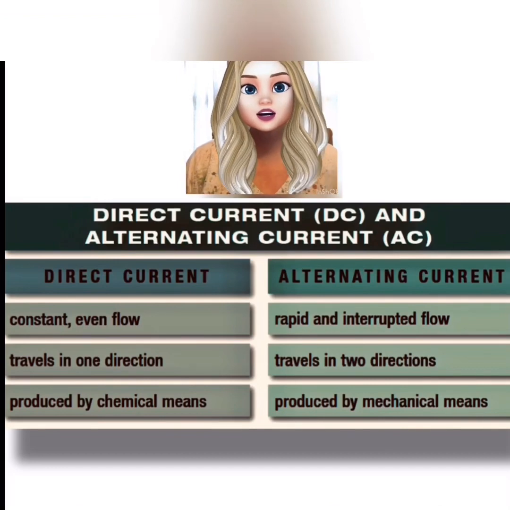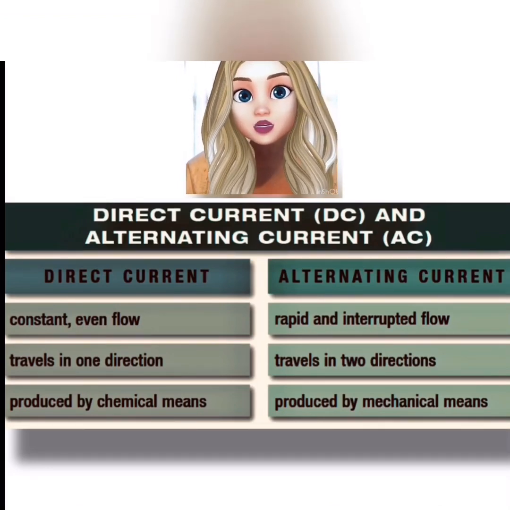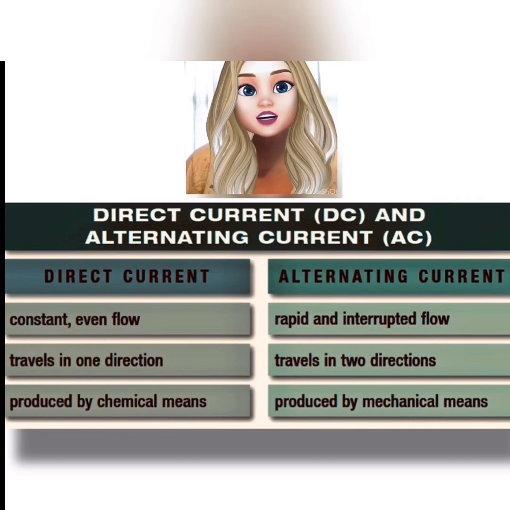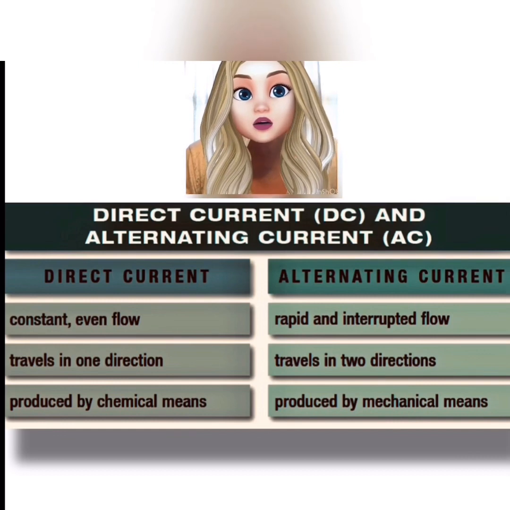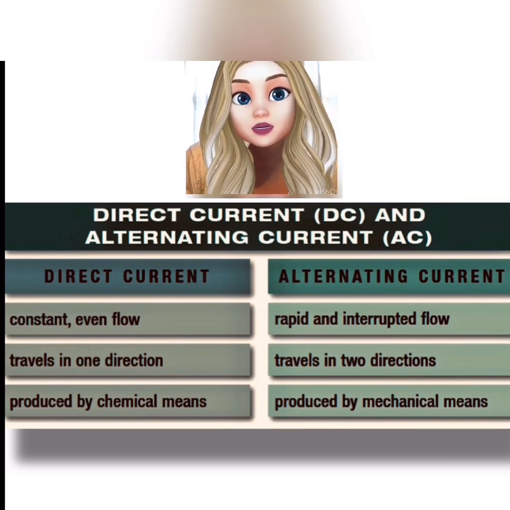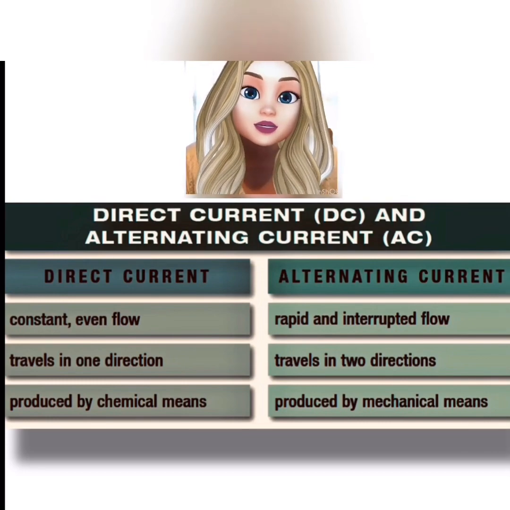A direct current is constant and has an even flow. It travels in one direction and is produced by chemical means. Alternating currents are rapid and interrupted flow. It travels in two directions and is produced by mechanical means.